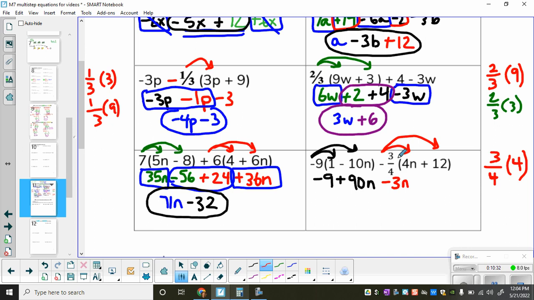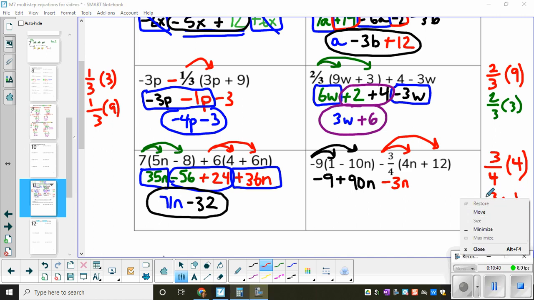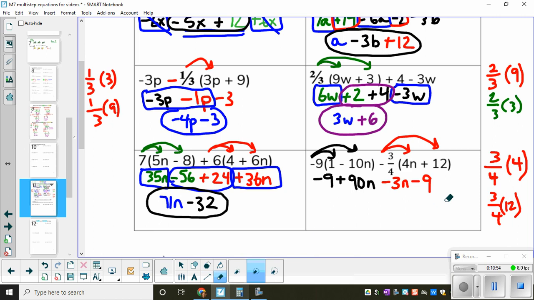And now we've got this 3/4 again times the 12. You can just write that off to the side. And again, it doesn't make sense to me to make it larger, so I'd just rather go ahead and do 12 divided by 4, which is 3, and then that 3 times 3 is 9. And again, because it's a negative times a positive, I know it's supposed to be a negative 9. And like always, we're ready to combine like terms. So we've got 90 n's, and we're going to take away 3 of them. 90n minus 3n is going to be 87n.